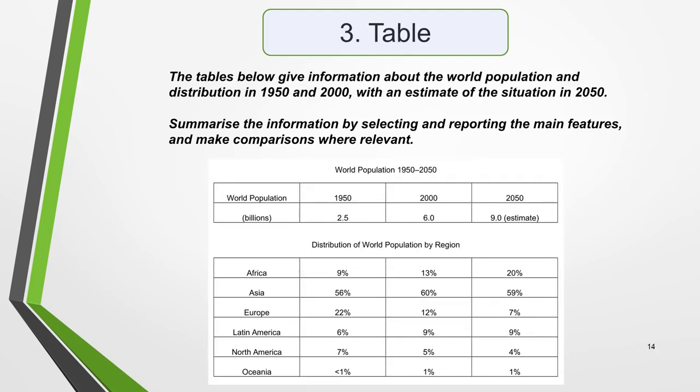Tables also come up regularly. Some students find these the hardest to interpret, as they're just a set of numbers with no visual representation. However, they're never very complicated. Remember, the IELTS exam is designed to test your language skills, not your mathematics ability. This is the question. The tables below give information about the world population and distribution in 1950 and 2000, with an estimate of the situation in 2050. Summarise the information by selecting and reporting the main features, and make comparisons where relevant.